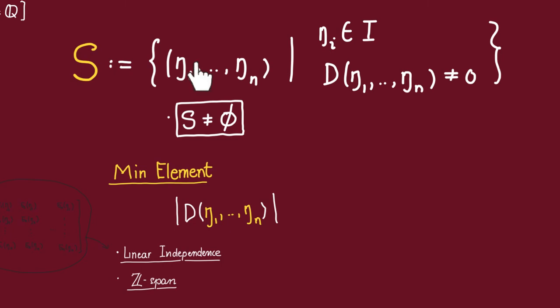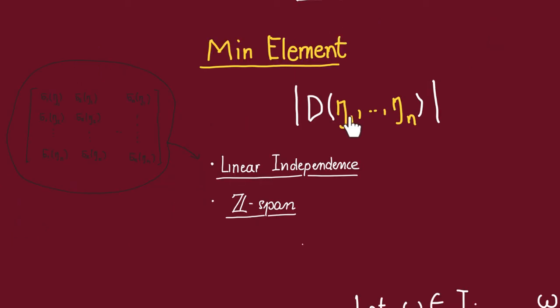And thus this set here of tuples in I with non-zero discriminant must be non-empty. So we should be able to find a tuple with the smallest discriminant. So here we're using the well-ordering property of natural numbers. Now we want to show that such a tuple would form a basis for I.